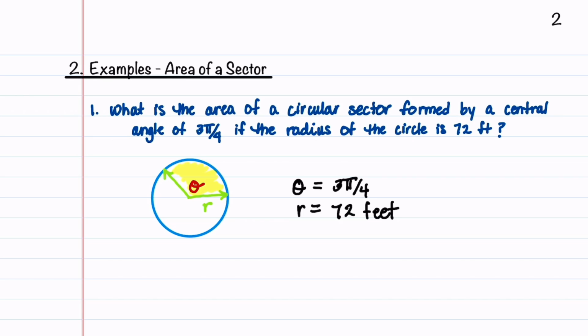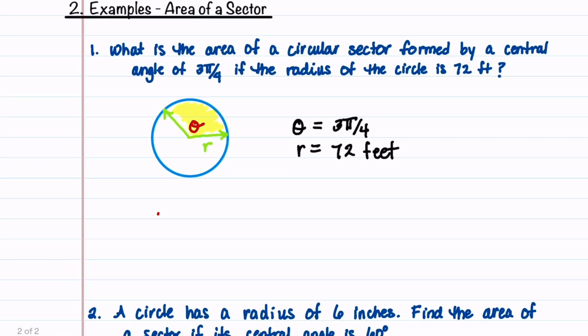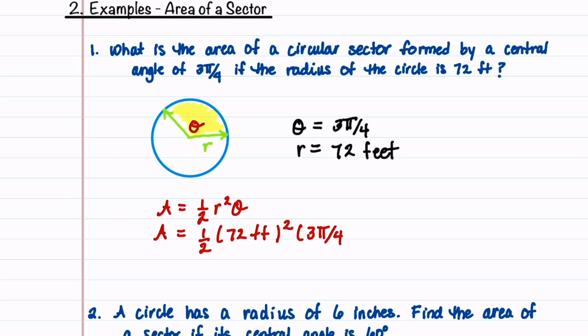To find the area of a sector, we begin by writing down our formula. So we have A is 1/2 r squared theta. And now we can go ahead and plug in our values. So we have 1/2, we plug in r is 72 feet, and include the units there. And then our theta is 3π/4. Our theta is already in radians, so we don't have to convert it.